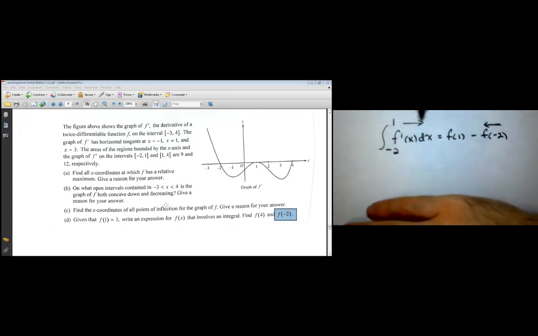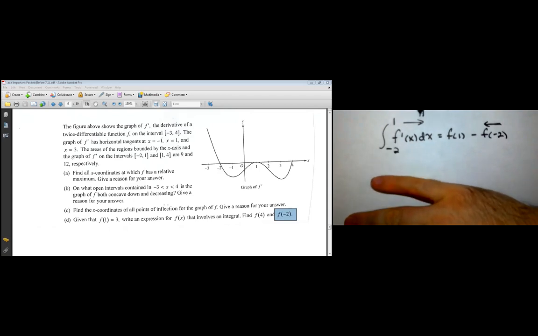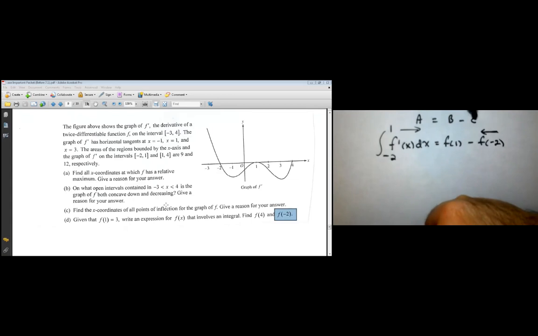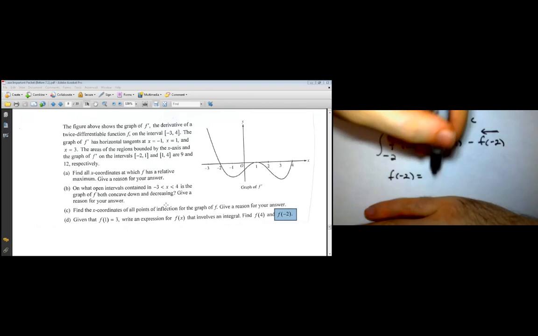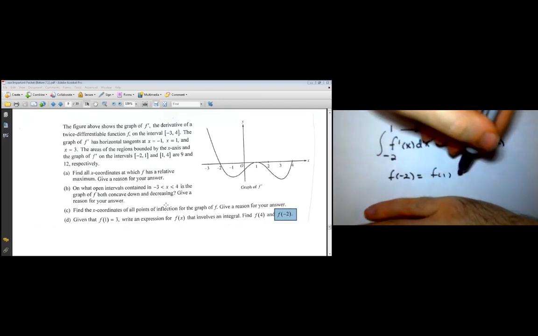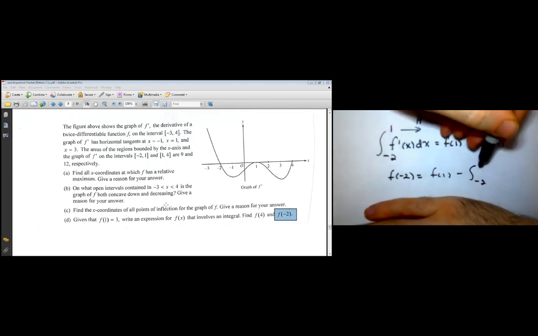Yeah, it's the same thing. So if A equals B minus C, and I want to solve for C, that's like saying C equals B minus A, right? Correct. So f of -2 is equal to f of 1 minus the integral you just talked about. All right, still good?